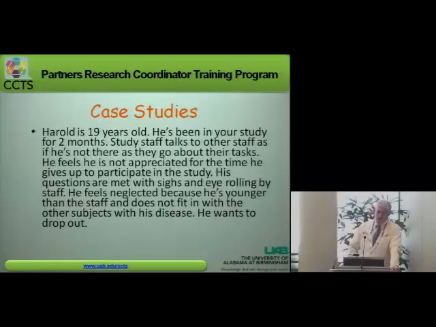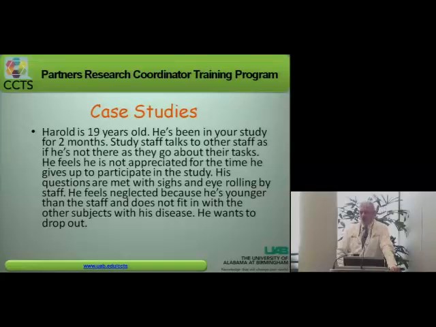This is one of my favorite ones. Harold is a 19-year-old. He's been in your study for 2 months. Study staff talk to other staff if he is not there as they go about their tasks. He feels like he's not appreciated. It says 19. That could be any age.